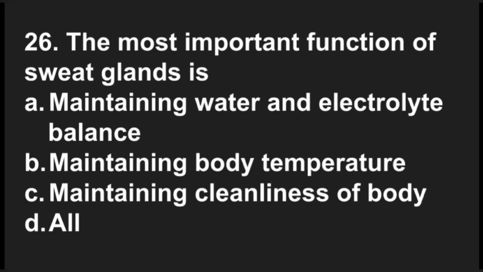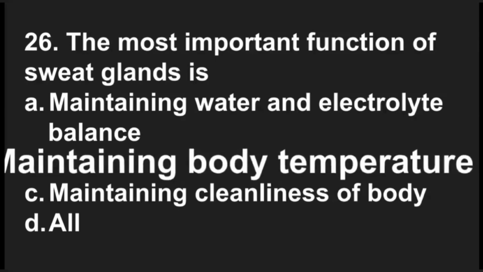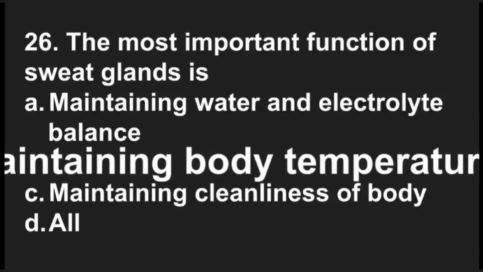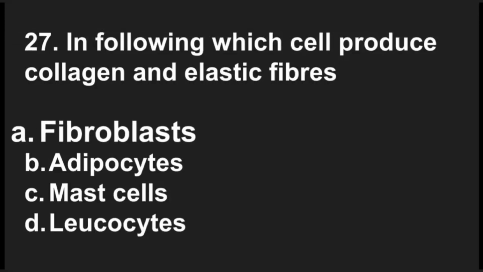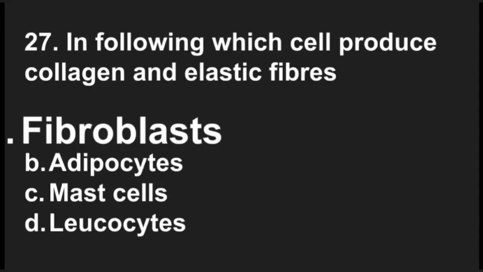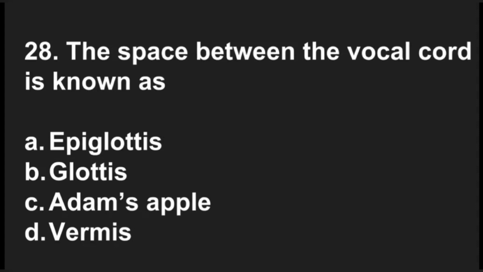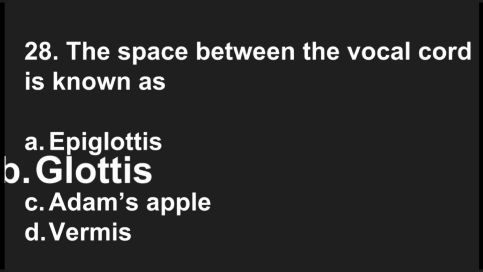The most important function of sweat gland is maintaining the body temperature. Which cell produces collagen and elastin fibers? So see here the answer is fibroblast. The space between the vocal cords is known as glottis.